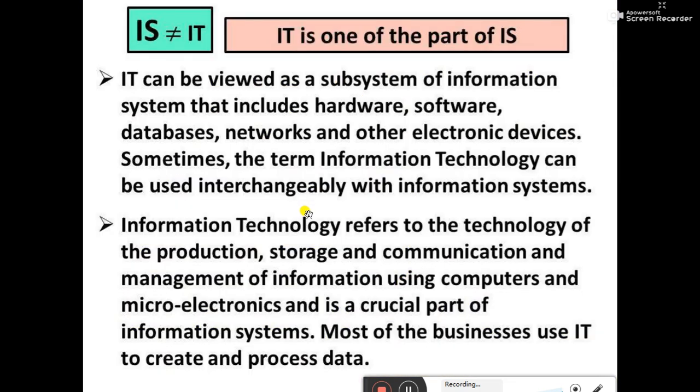Here you can see one point, that IT is one part of the IS. It means information system means not only IT or information technology. Information technology is a part of information system. So that is the idea. So we can say information system is totally not equal to information technology, but information technology is a part of information system.